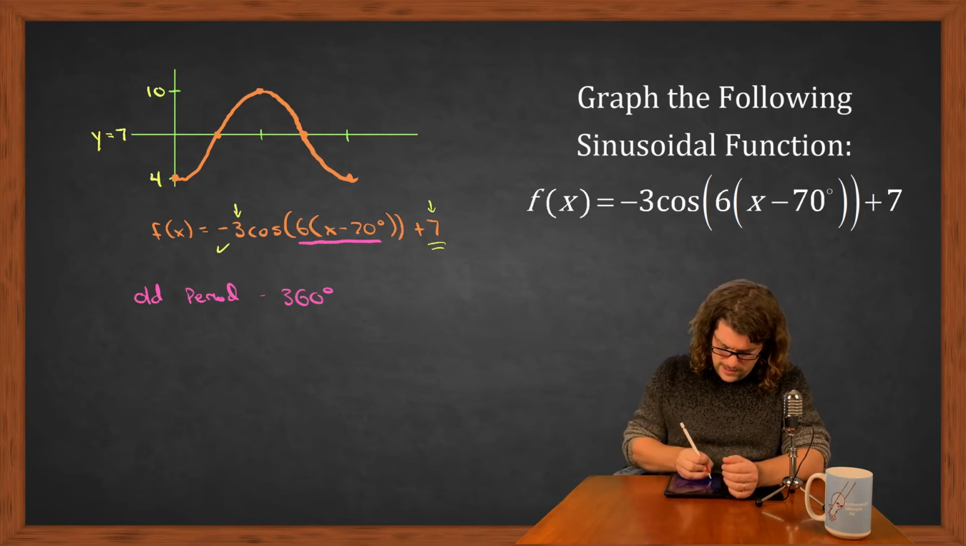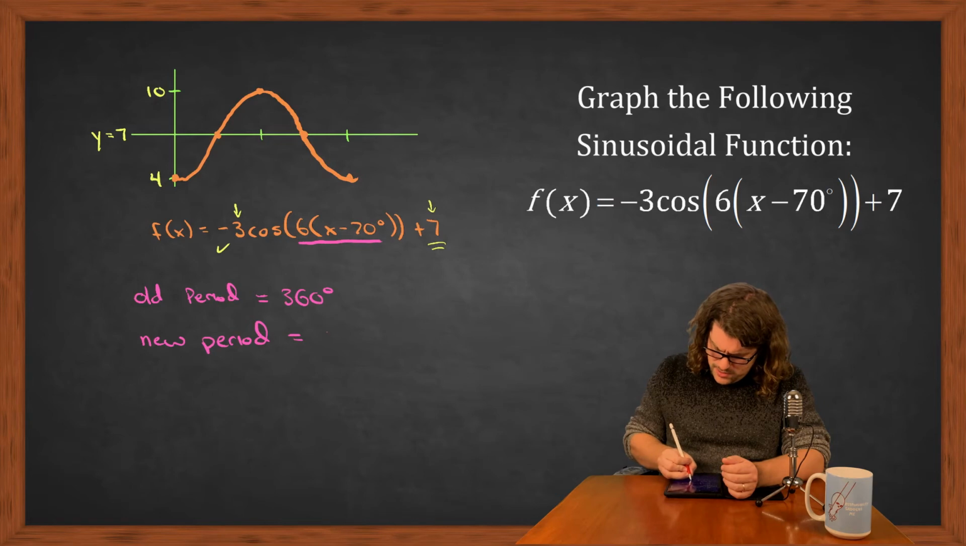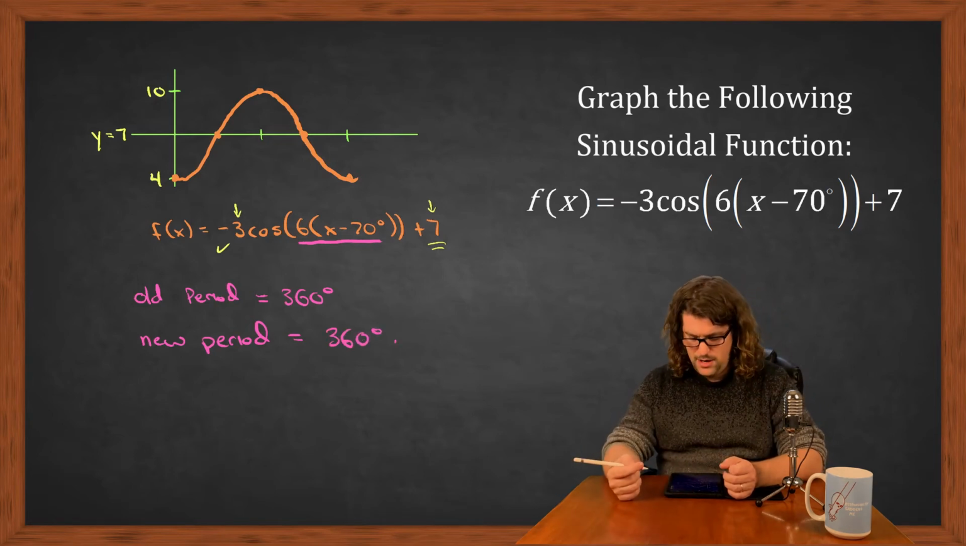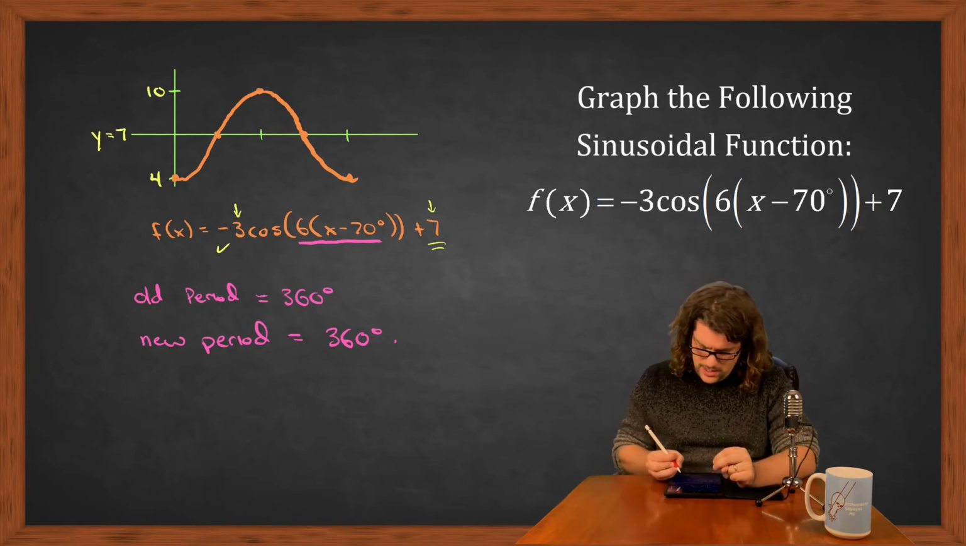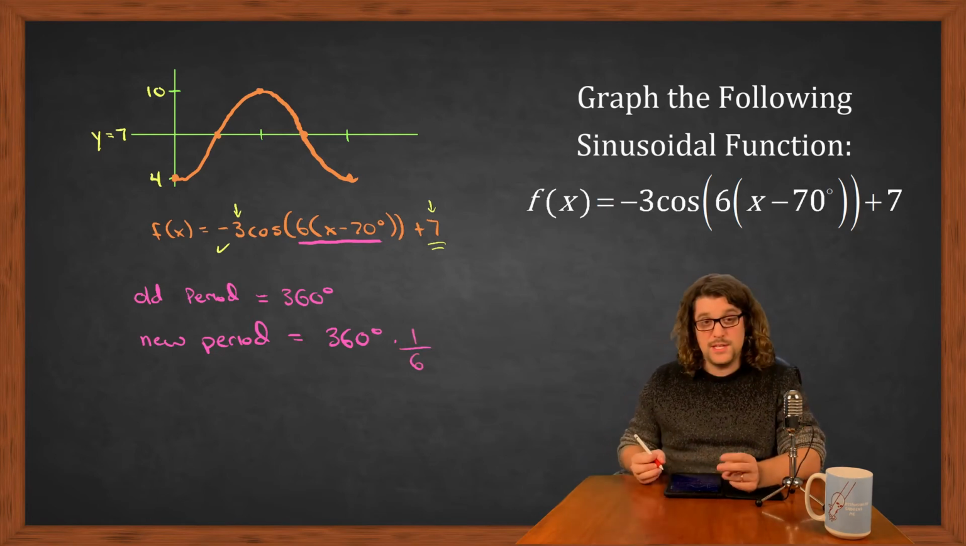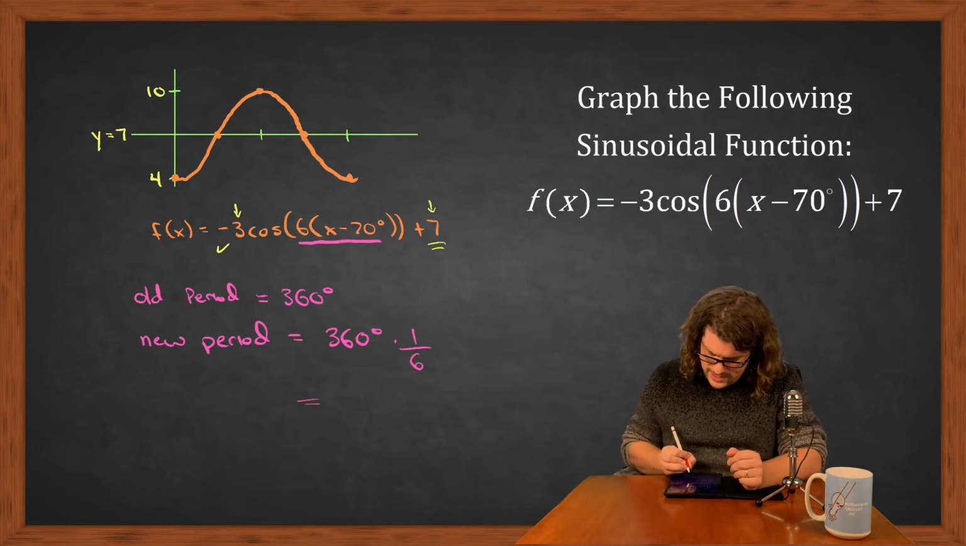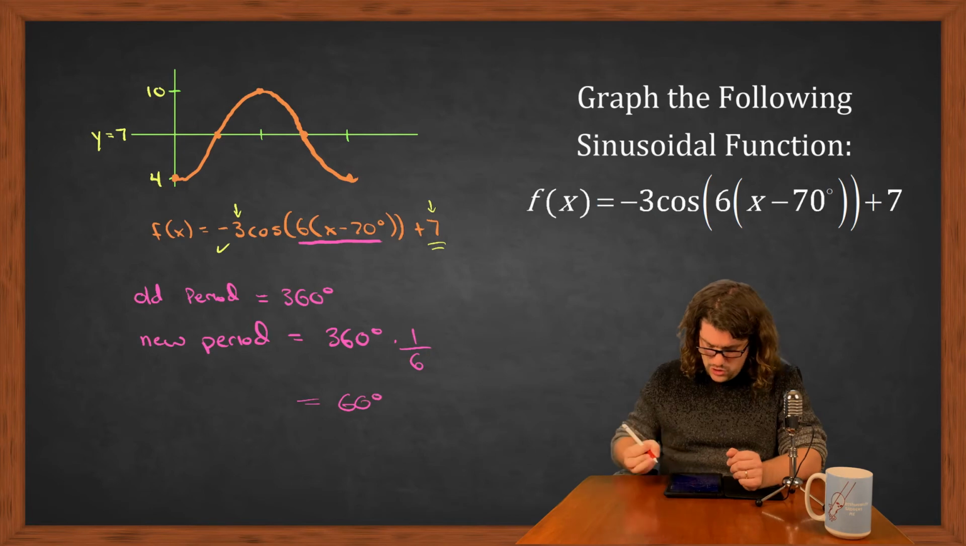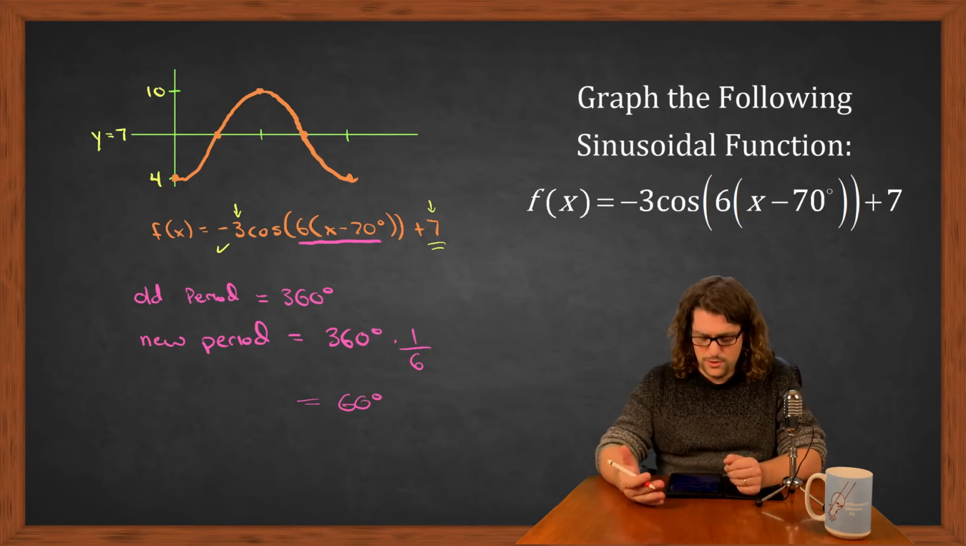My new period is going to be the old period, except it's going to be stretched. So I guess I should put an equal sign there. That's going to be 360 degrees stretched by a factor of 1 over 6. So in this case, I would have 1 over 6 as my stretch factor, and that's because it's the reciprocal of that b value. So 1/6 of 360 gives me a new period of 60 degrees.